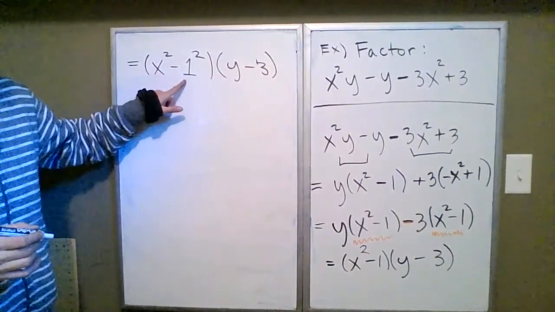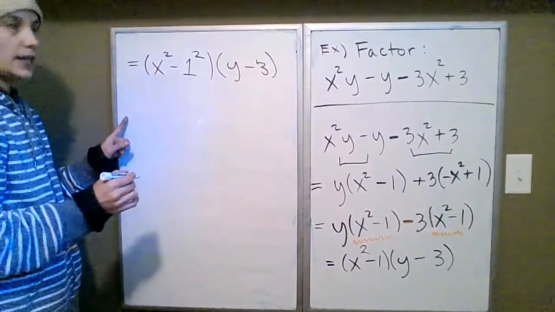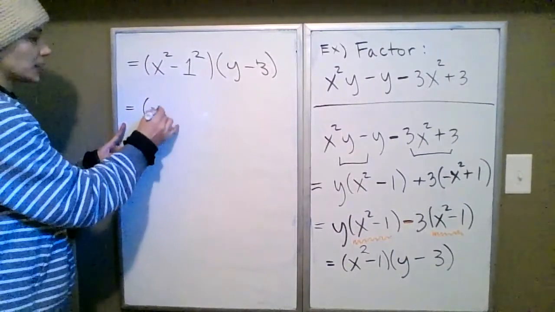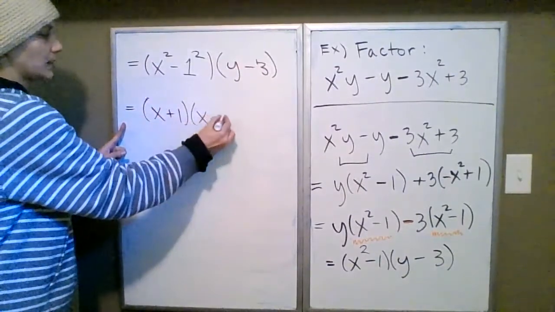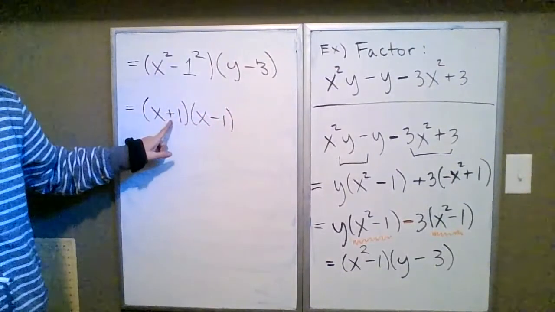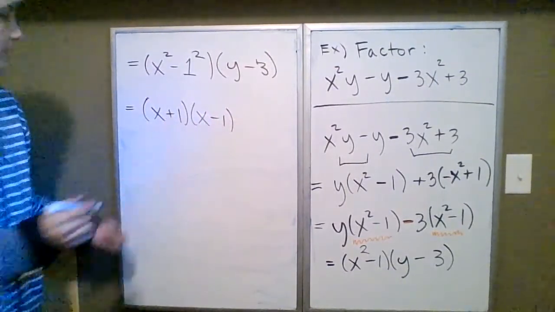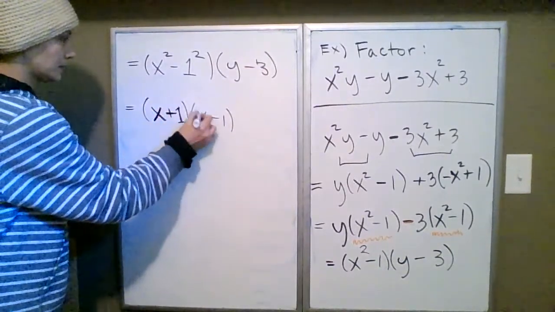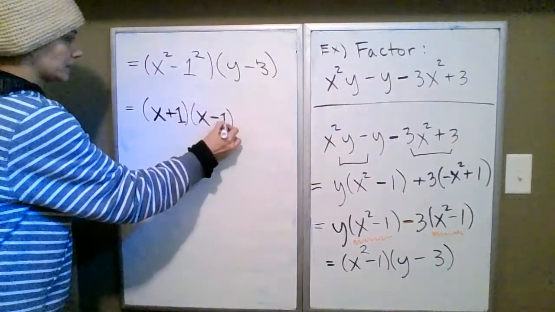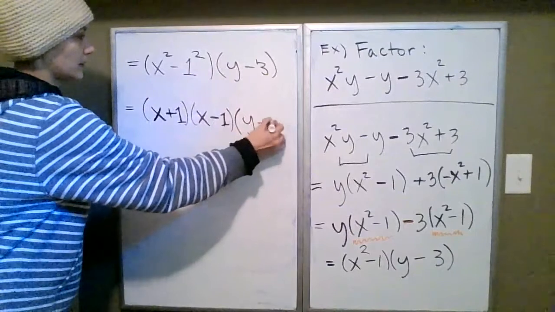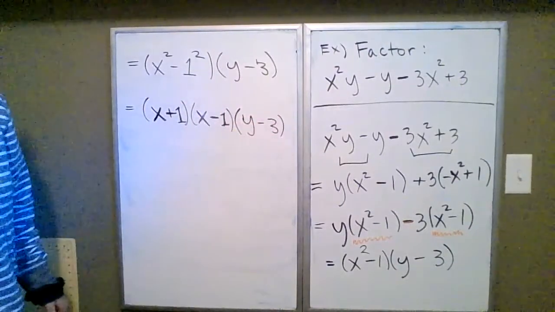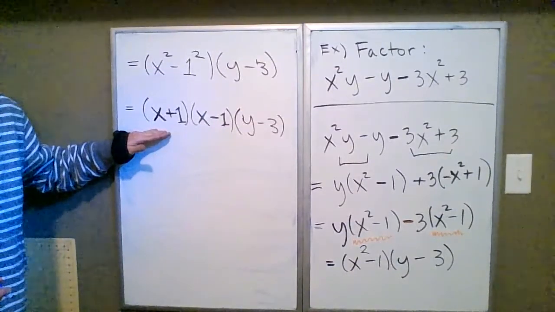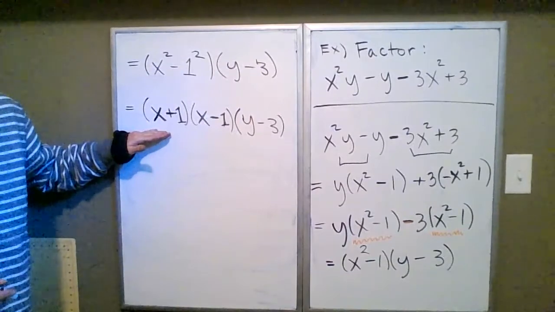X squared minus 1 squared is the difference of squares. It is the product x minus 1 times x plus 1, or you could do the x plus 1 times x minus 1, as long as there's a plus and minus somewhere. And close that. So we factor this down to its, I guess it's fully factored.